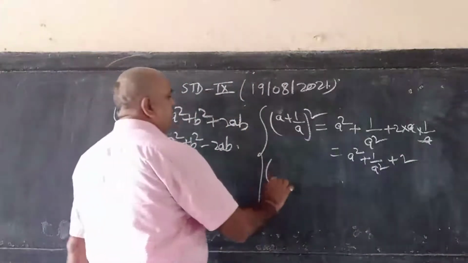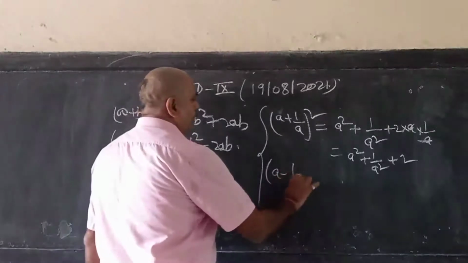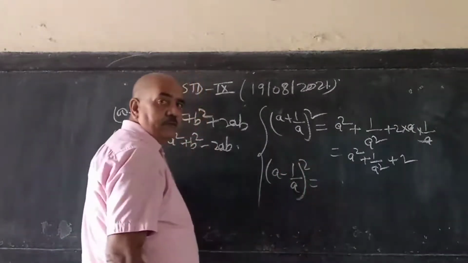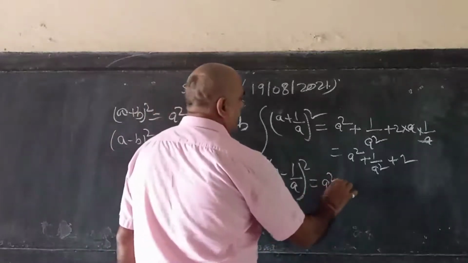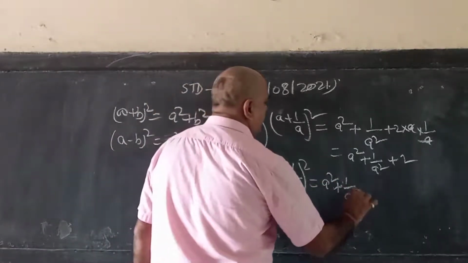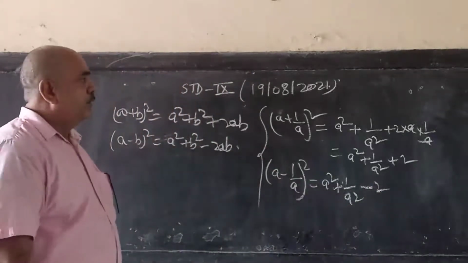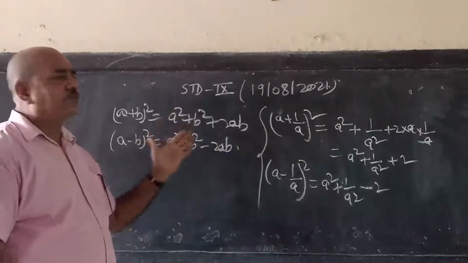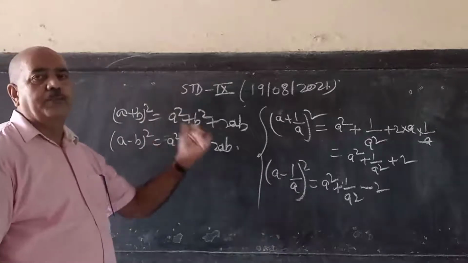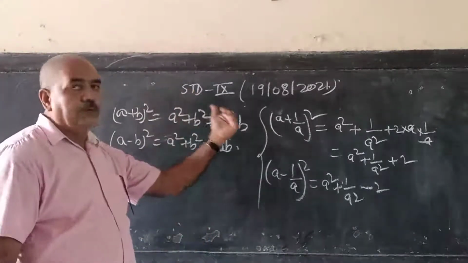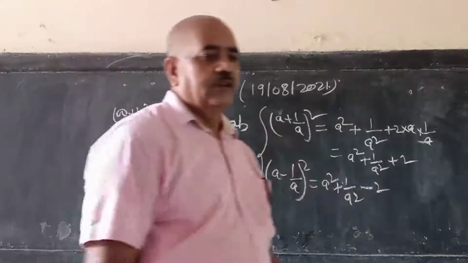Similarly, if (a minus 1 by a) whole square, it is a square plus 1 by a square minus 2. Right. So the question is given, you have to see what is given in place of a and what is given in place of b, and you have to use the result.